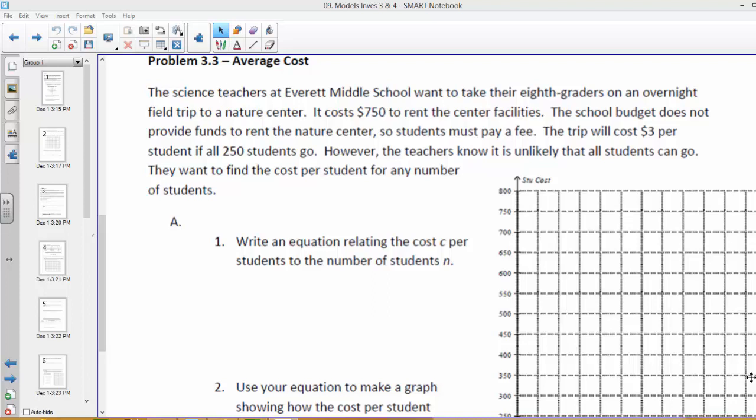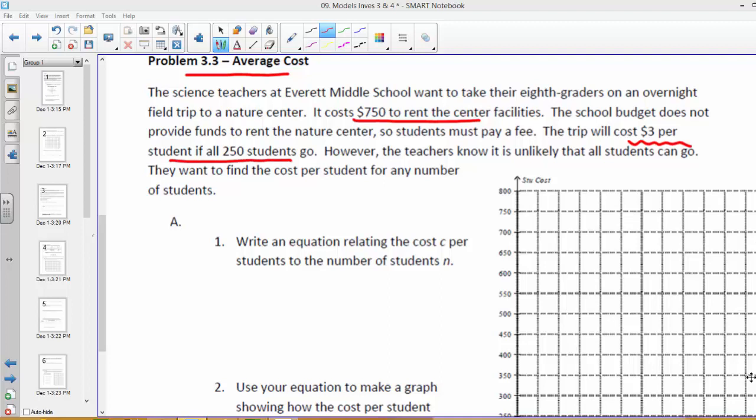Packet, find problem 3.3, where we left off. There's a little story about an overnight field trip to a nature center. It costs $750 to rent the center, and the students must pay a fee. It's $3 per student if all 250 go, but it's unlikely that all the students can go, so they want to find the cost per student for any number of students.